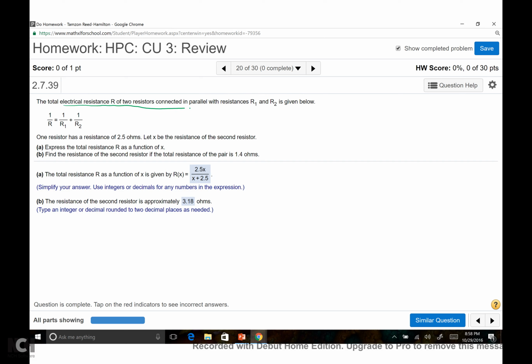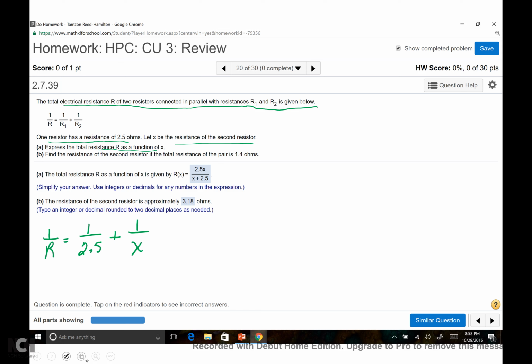Electrical resistance R of two resistors connected in parallel with resistances R1 and R2 is given below. It says one resistor has a resistance of 2.5 ohms. Let x be the resistance of the second resistor. Express the total resistance R as a function of x. Well, it's saying that 1 over R equals 1 over R sub 1, which they gave me, which is 2.5, plus 1 over R2, which I don't know. So we can call that x, I'm assuming.